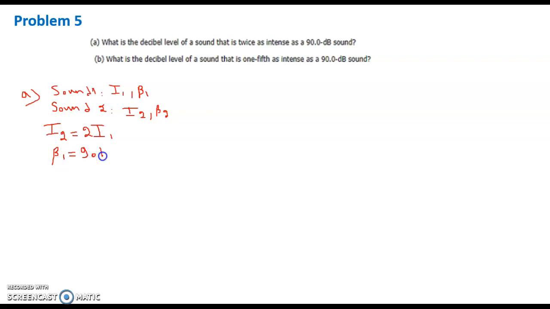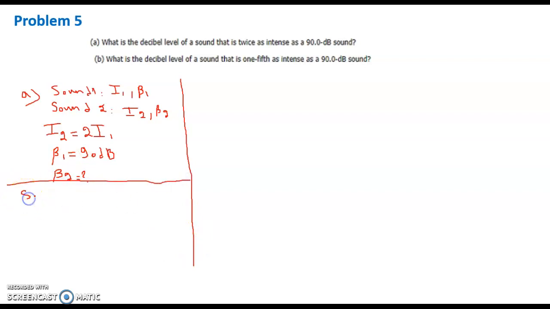Now we are asked to find beta 2. So how to think about it? We are looking for beta 2. In order to find beta 2, which is 10 log I2 over I0, we need I2. But to find I2, we need to have I1. And given beta 1, we can find I1. So let's start.